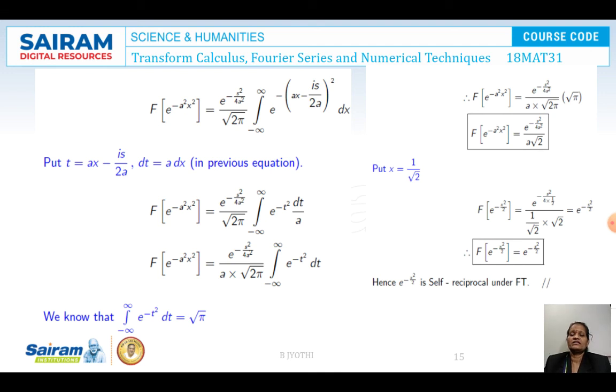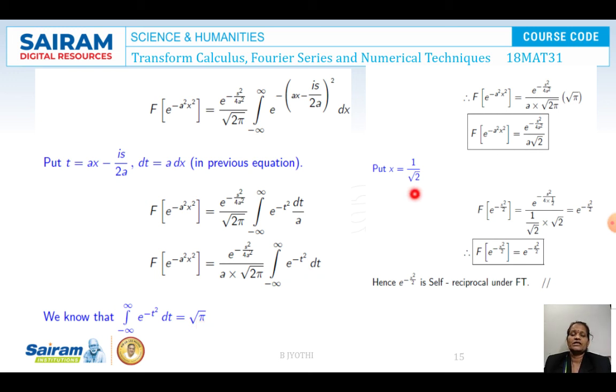So what we are getting is e to the power of minus (ax minus is by 2a) the whole square into dx. Put t as ax minus is by 2a, so dt will be a dx. Then what we are getting is e to the power of minus t square into dt by a. All this part is a constant part, and the integral of e to the power of minus t square is root pi, by using the gamma function.